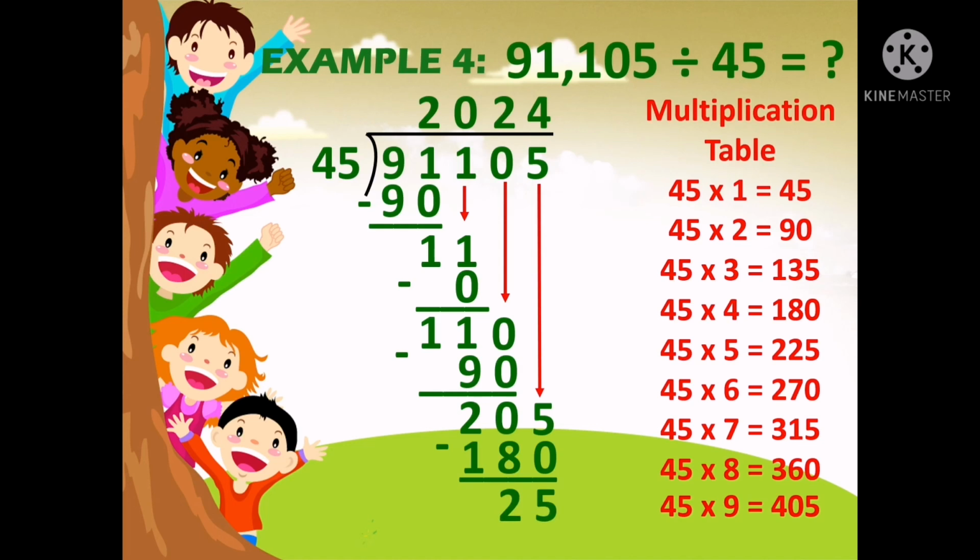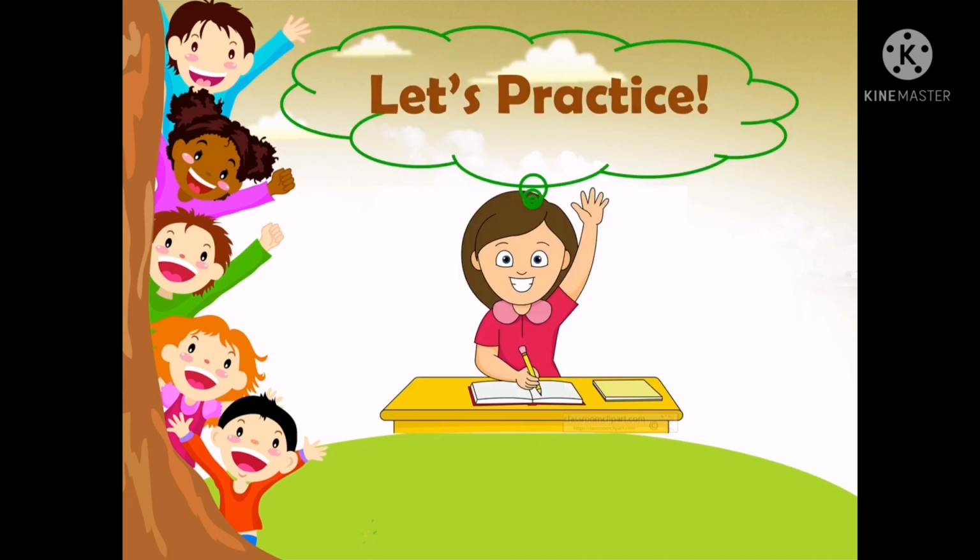And take note, the 25 as our remainder here is already smaller than the divisor. So that means 25 here is our remainder. So when we divide 91,105 by 45, we get a final quotient of 2024, remainder 25. Now, if you want to check your answer, you can simply multiply 2024 times 45, then add the remainder 25, and it will give you the dividend, which is 91,105. So that's it for the examples that I gave.